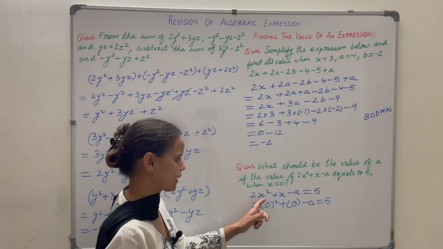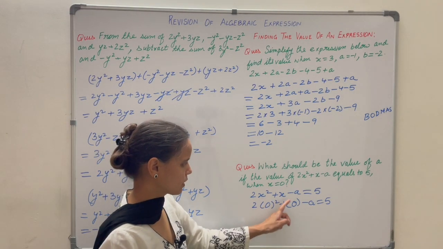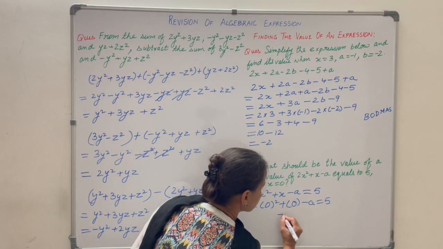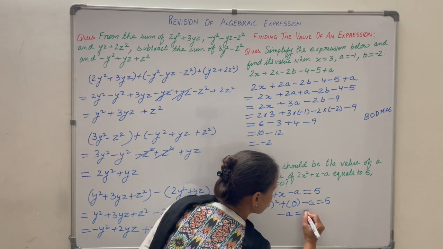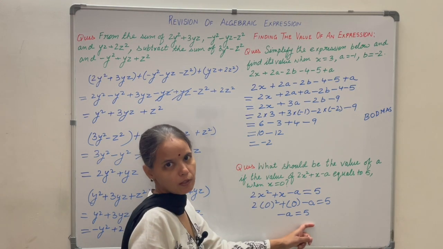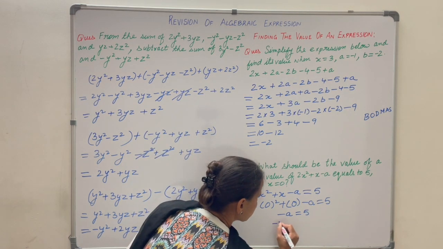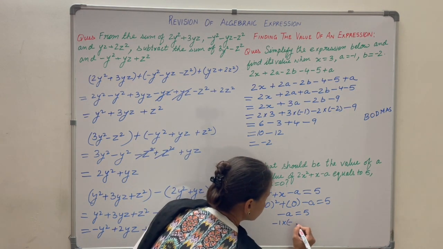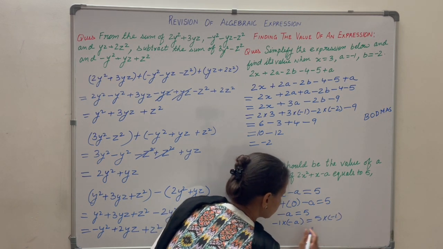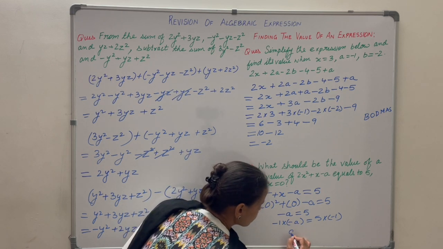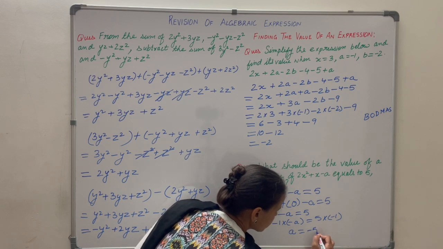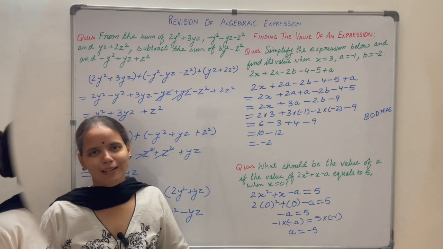So this is what you will get. You have to just replace x with 0. Now this is 0 and this is 0. What is left here? Minus a is equals to 5. You need to find out the value of a. How are you going to do it? Multiply minus 1 both the sides. So I am multiplying minus 1 this side and this side as well. So minus into minus is plus. So here you will get a. Plus into minus is minus. 1 into 5 is 5. So the value of a is minus 5.